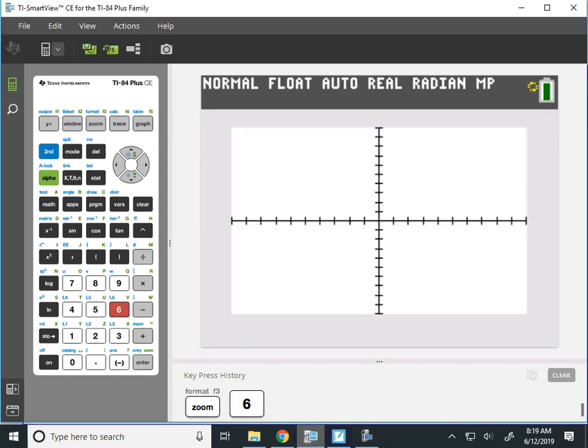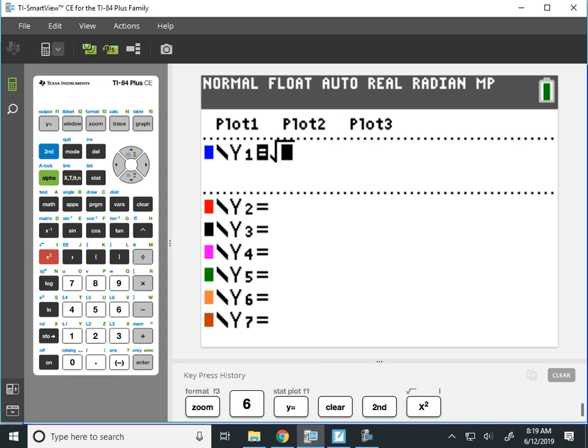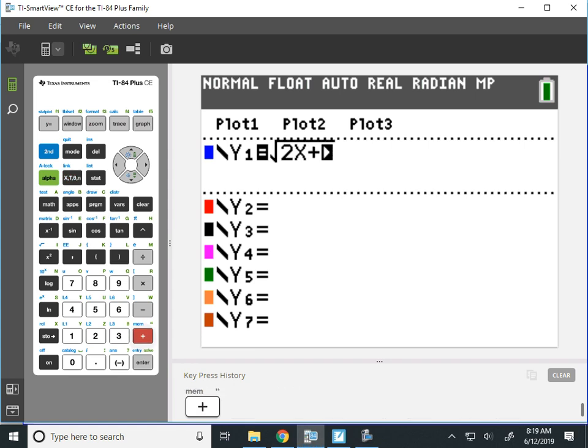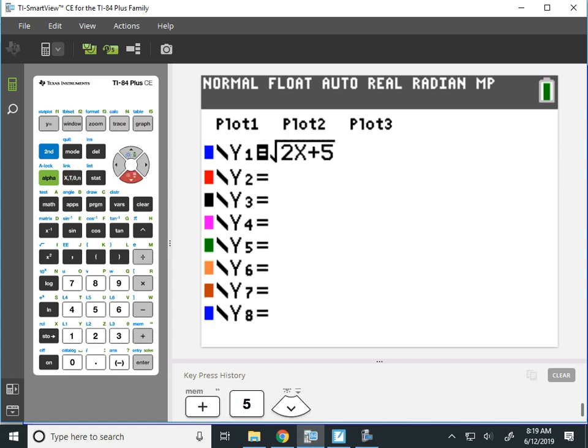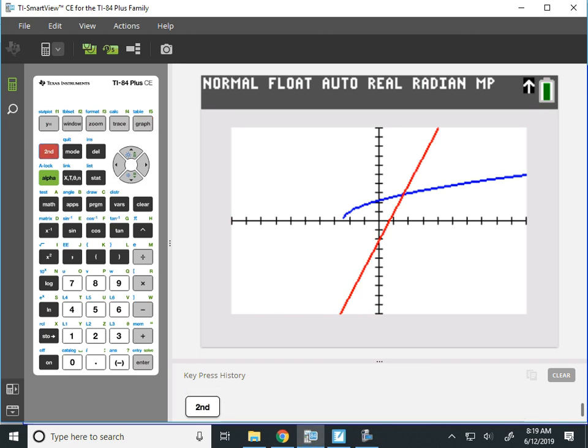So we're going to go back to our standard window, Zoom 6. And when we graph these equations, we're going to graph one at a time. So we're going to go the square root, second square key, 2x plus 5. And then on the line underneath, we'll graph the other equation. When I graph them here, I see that the graphs intersect. They intersect one time. So to find where they cross, I go second trace.